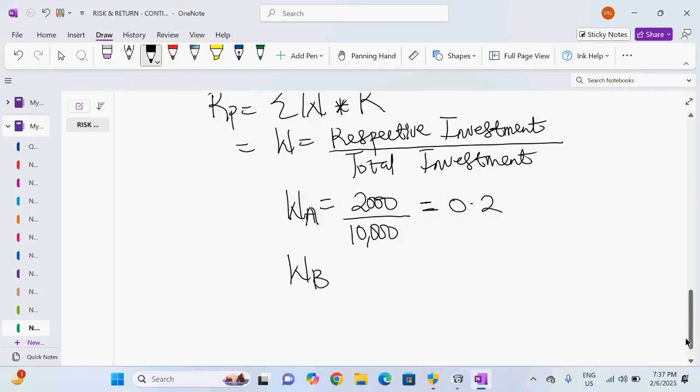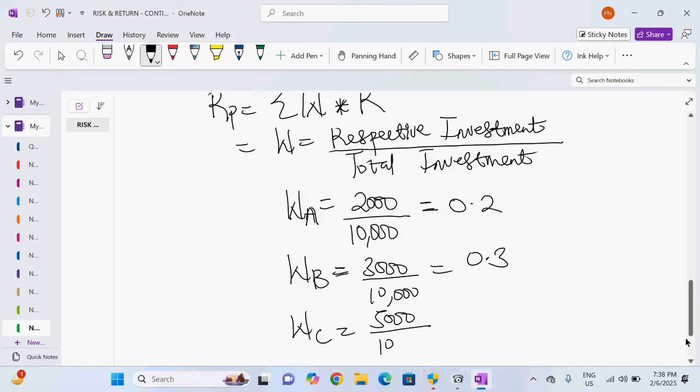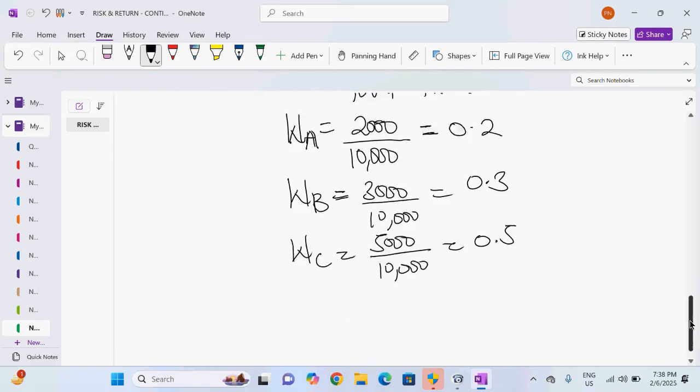Weight for stock B. What is the weight for stock B? That will be 3,000 divided by 10,000, which is 0.3, and then stock C will be 5,000 divided by 10,000, so that's 0.5, right?